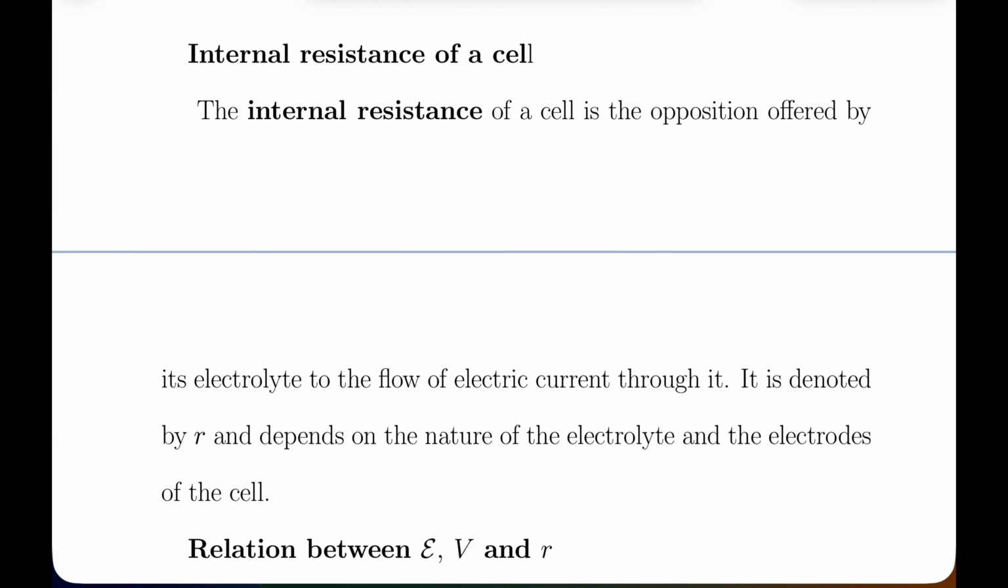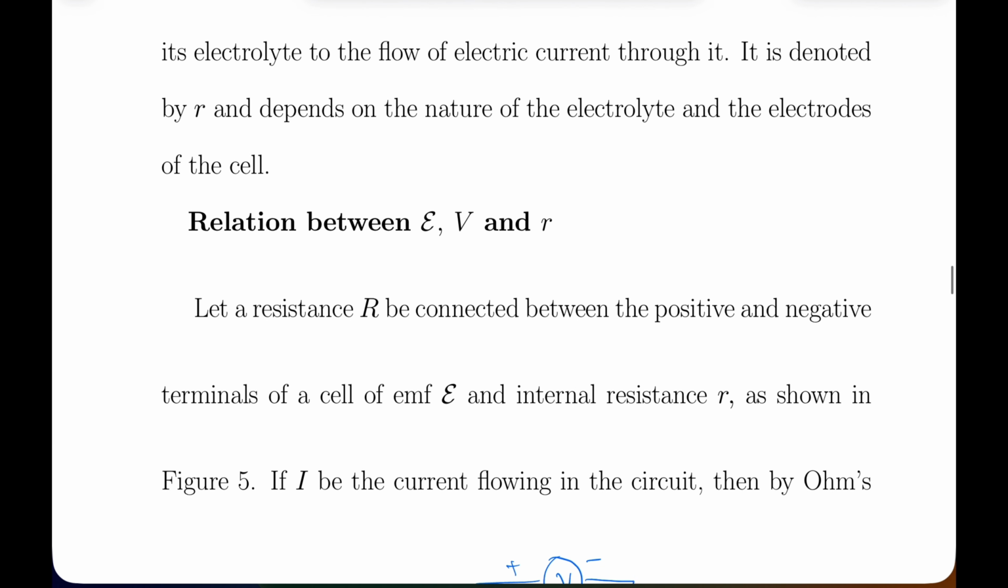Internal resistance of a cell. Resistance is the obstruction. So resistance of a conductor is its opposition to the flow of current through it. Similarly, a cell also has a resistance known as its internal resistance. So the internal resistance of a cell is its opposition to the flow of current through it. It is denoted by a small r and depends on the nature of the electrolyte and the electrodes of the cell. Now let us see what is the relationship between the electromotive force, the potential difference between 2 points, and the internal resistance of a cell.